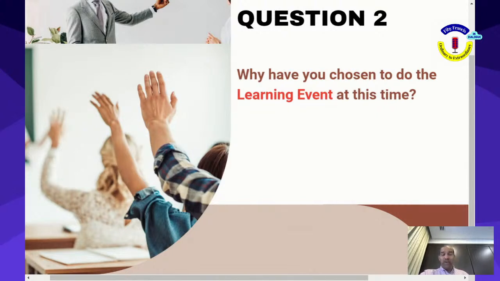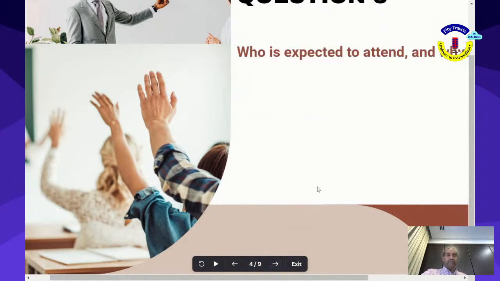Sometimes it can be summer, so we don't want to do a program during summer when staff availability is less. Or, for example, in your respective geography, there's a new legal provision, so you want to update people about that, whatever it is. So why have you chosen to do the learning event at this time? Or you may have identified or diagnosed something wrong in the organization, maybe from the internal audit or from the quality perspective. What is pressing you to do that learning event? So that is question number 2.